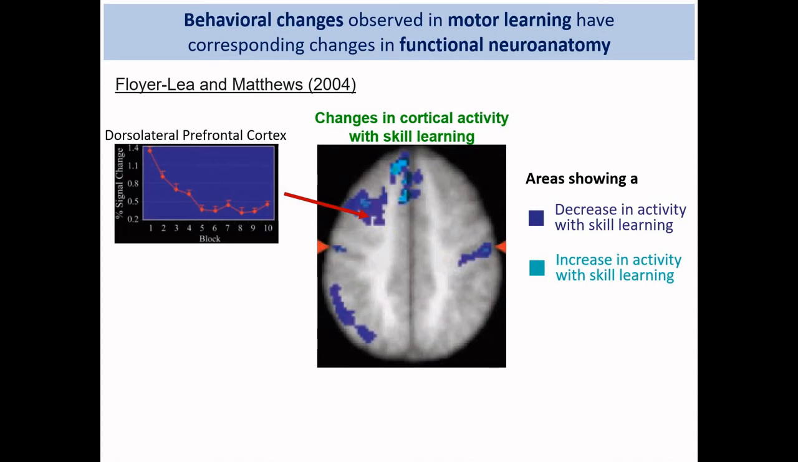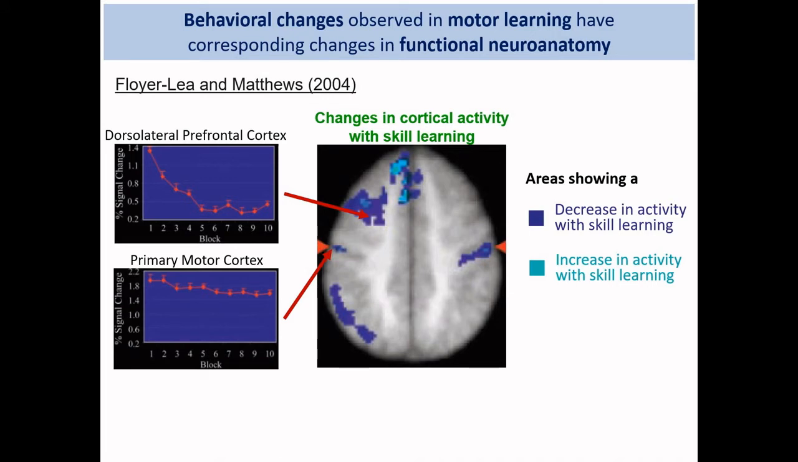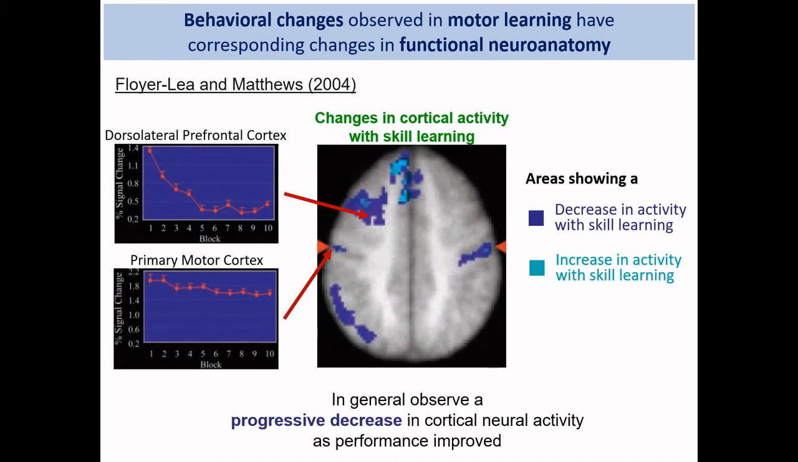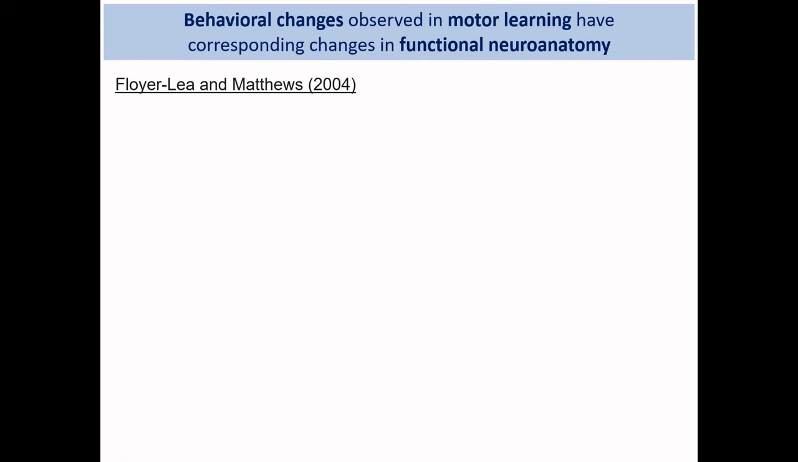In this graph, we have training block on the x-axis. We can see that the level of activity reduces over the blocks of training trials. Here we see the graph for the level of activity of the primary motor cortex. Again, we see that the level of activity reduces over the blocks of training trials. In general, what we're observing here is a progressive decrease in cortical neural activity as task performance improves. If you remember from a couple of slides back, one of the goals of this research was to relate the stages of motor learning to corresponding functional changes in the brain. So let's relate the findings that we've been discussing to the idea that there are distinct stages of motor learning.